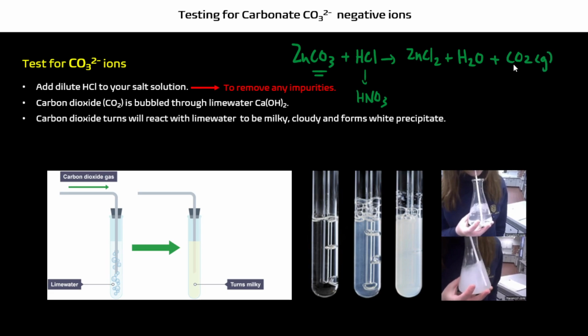Now, what we're going to do is pass this gas through calcium hydroxide solution, and if our solution turns milky or cloudy and forms a white precipitate, we know that we produced carbon dioxide gas, which means that we have carbonate ions.